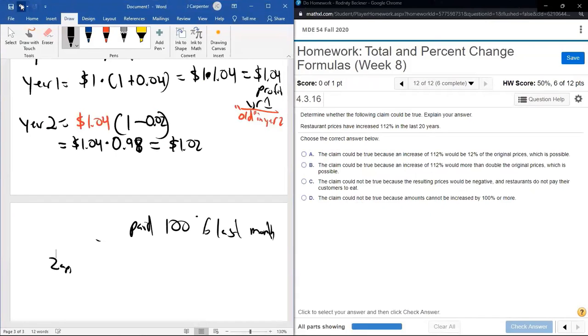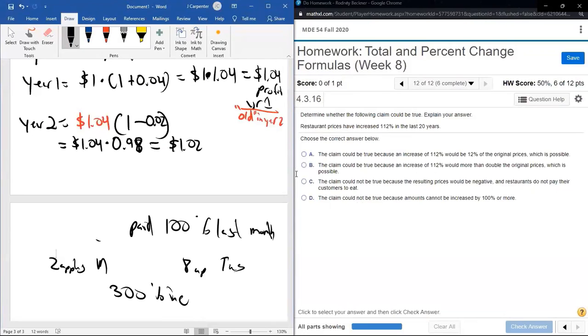If you sold 2 apples Monday and then 8 apples Tuesday, that turned out to be a 300% increase. We can have percent changes bigger than 100%. So C and D are out. It's either A or B. So the question is, if there's an increase of 112%, is that just an extra 12% of the original price?